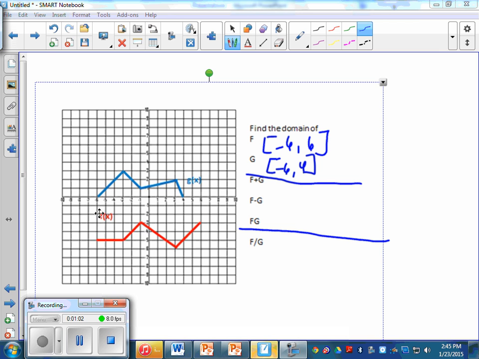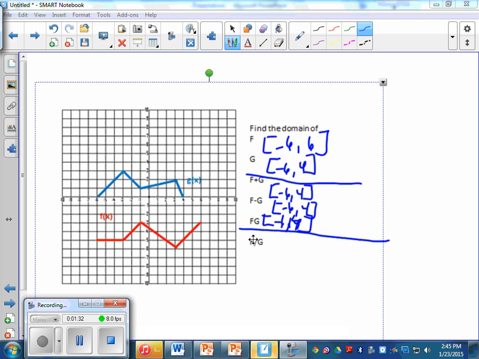So it'll go all the way from negative 6 until I get to 4, and then it would stop because I couldn't keep going here, because although I have the f of x, I don't have a g of x to match it. So negative 6 to 4 is my answer for f plus g, f minus g, and f times g. Sorry, to 4.